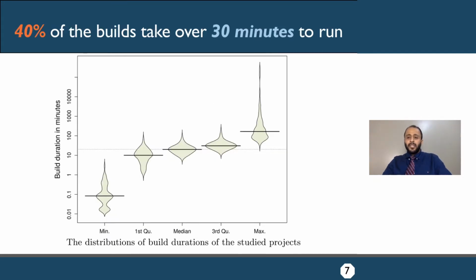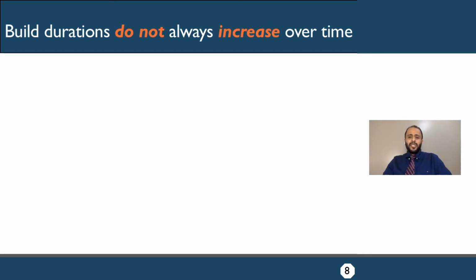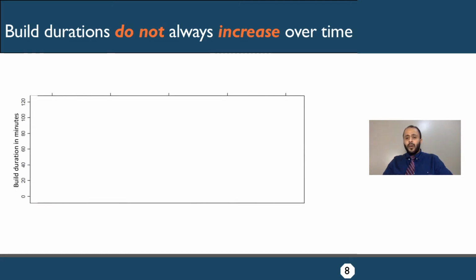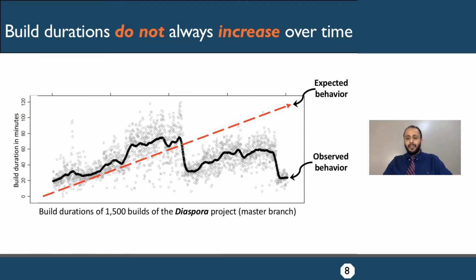We find that 40% of builds in our dataset take over half an hour to generate, with an overall median of 20 minutes, and only 16% of the builds in our dataset run in less than the acceptable build duration, which is 10 minutes. We also observed that build durations in most of the projects do not follow a linear trend of increase over time as we think, but rather a fluctuation pattern.